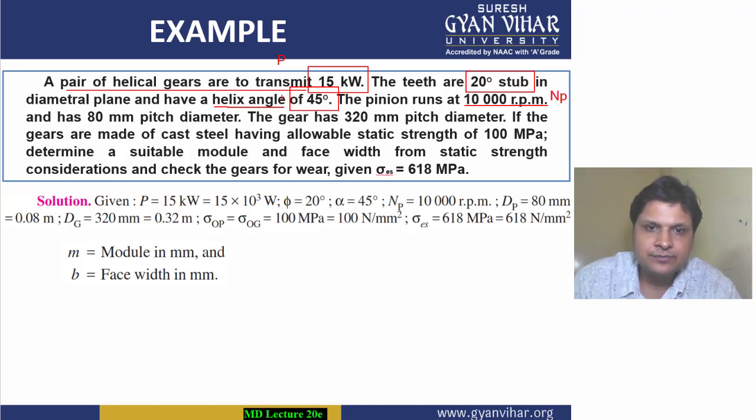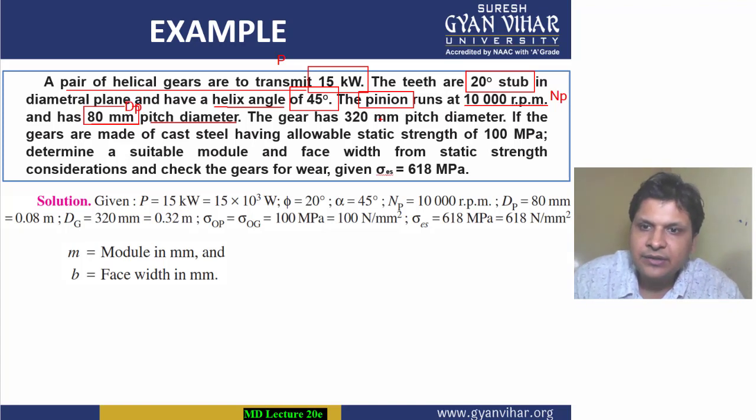Then, also for the pinion, the pitch diameter of the pinion is 80 mm. 80 mm is the pitch diameter. So for the pinion they have also given the value of diameter. This is your DP.